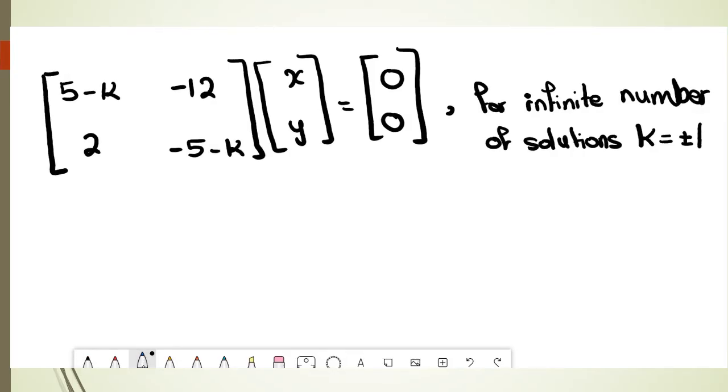Let's make sure that this system has an infinite number of solutions when k is equal to plus and minus 1. All we will do is just substitute with k equal 1 and then k equal to minus 1.